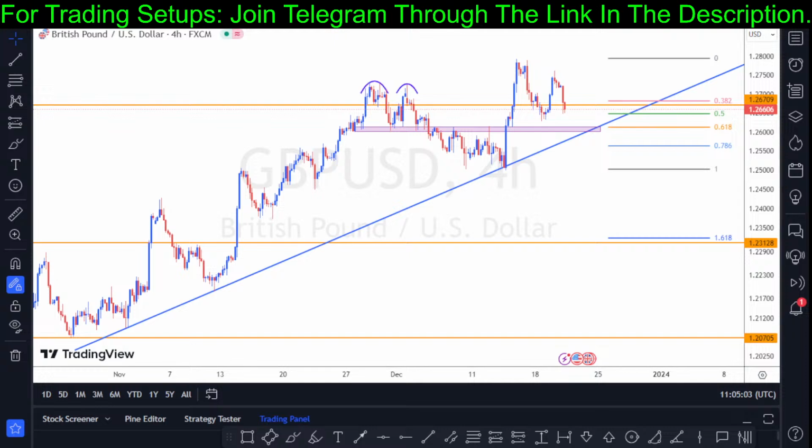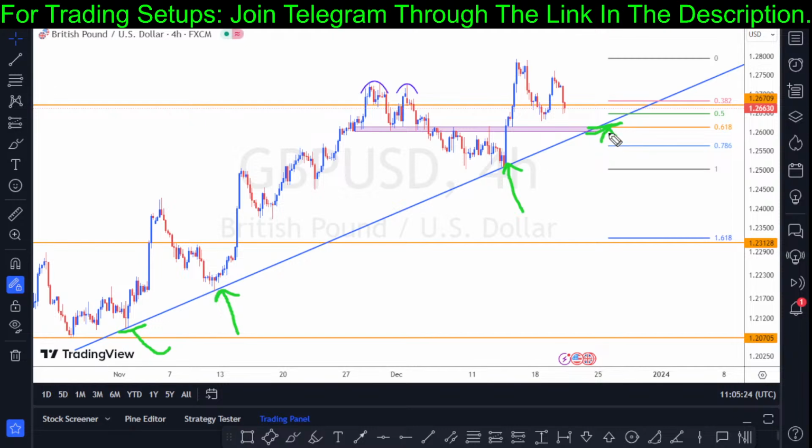You can see the trend line we got right here. We got a test of the trend line right here, and here, and here. You can see how the market keeps on going up. So I'm looking for a potential test of the trend line right here.